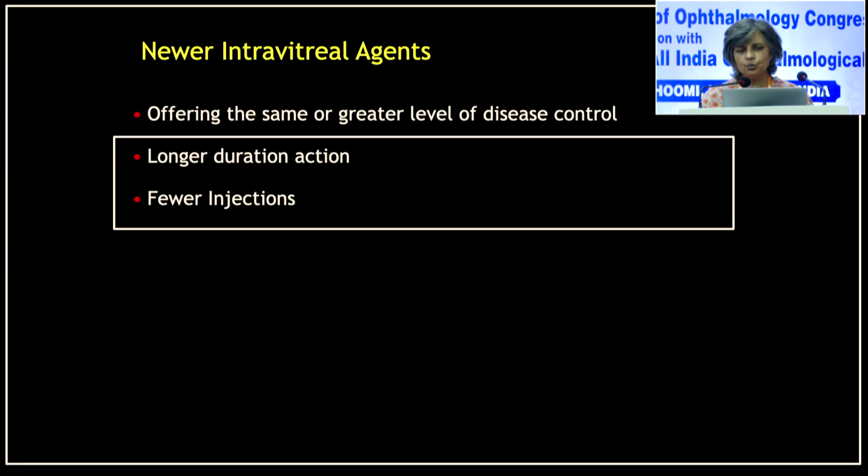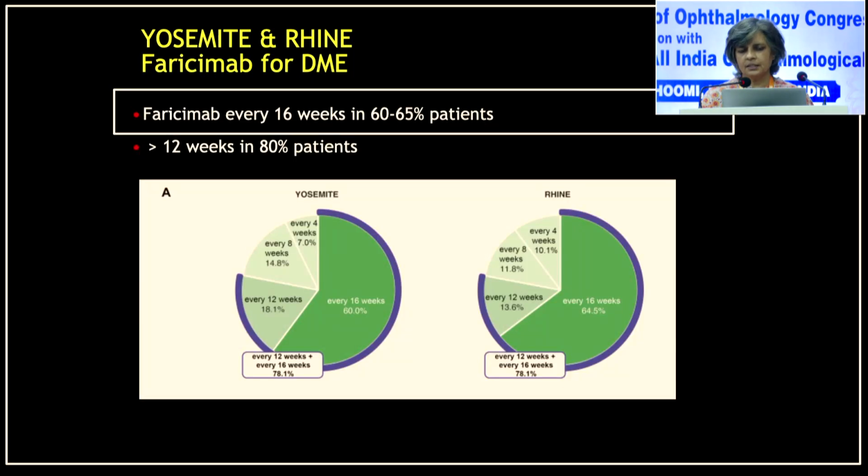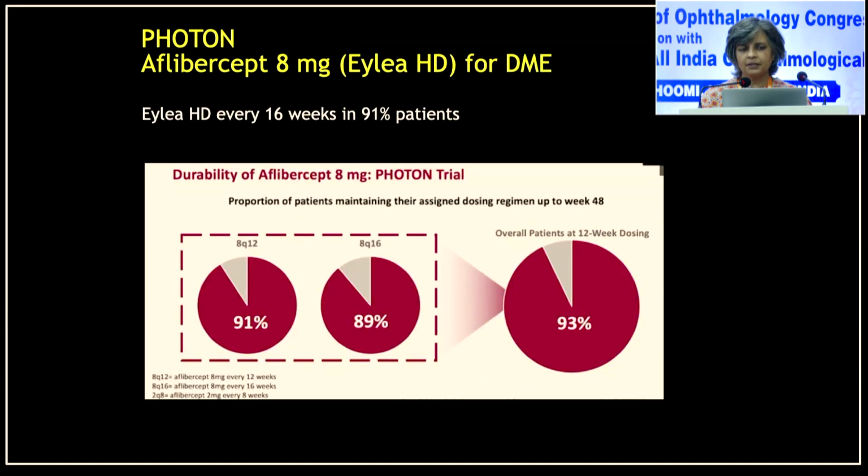So then we had newer and newer agents with longer duration of action, so that fewer injections were required. In India, we now have faricimab, which allows injection every 4 months in up to 60% of the patients. And now we are expecting Eylea high dose, which is 8 mg aflibercept, which will allow 4 monthly injections in 90% of the patients. So this is a big relief and reduced treatment burden.